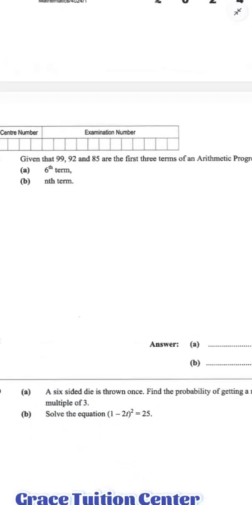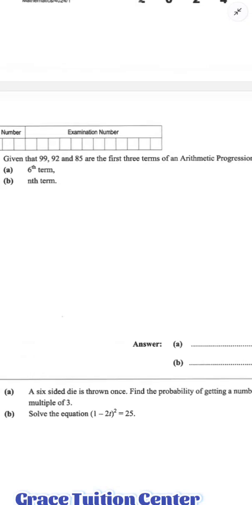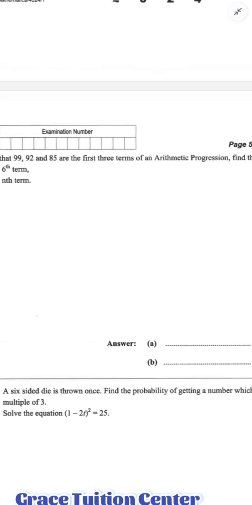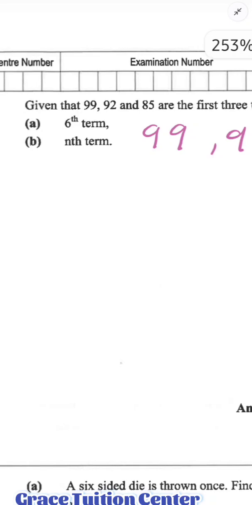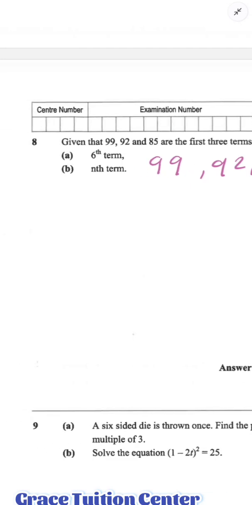Question 8. Question 8 says, given that 99, 92, and 85 are the first 3 terms of an arithmetic progression, find A, the 6th term. Okay, so let's write down our terms there. So we have 99, 92, and 85 there. These are our terms. Now, here, this topic is under series and sequences. This is actually arithmetic progression.